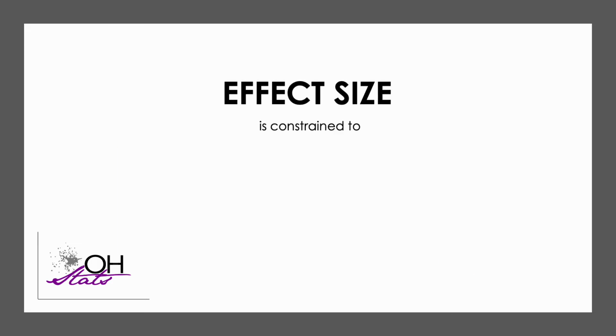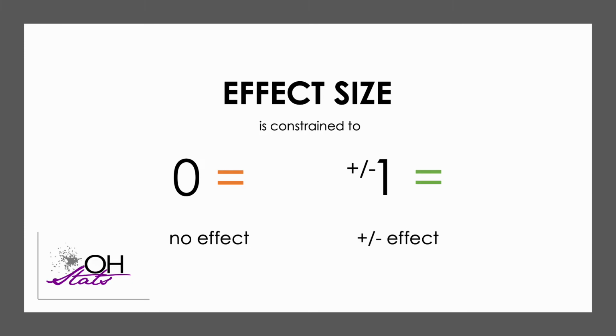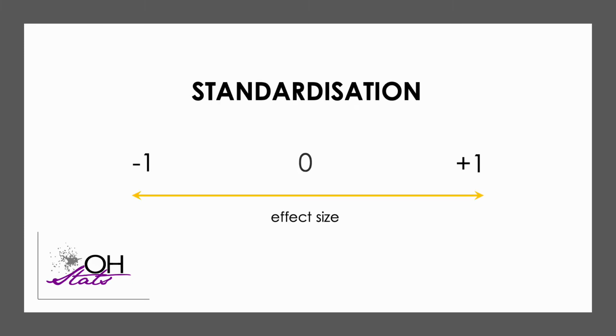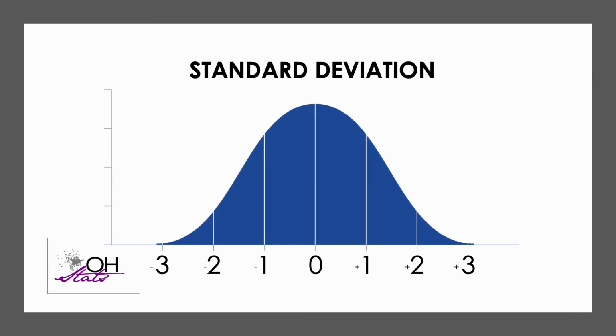Effect size is constrained to sit between 0, meaning no effect, and plus or minus 1, which is a perfect positive or negative effect. So you have standardization, which converts different measures into a standard set of units between -1, 0, and +1. The unit of measurement that is used in standardization is the standard deviation, which is the average deviation from the mean, and it is represented by this ± symbol.